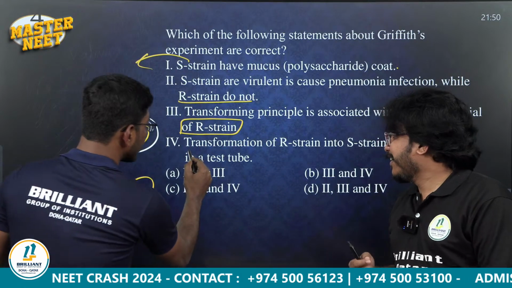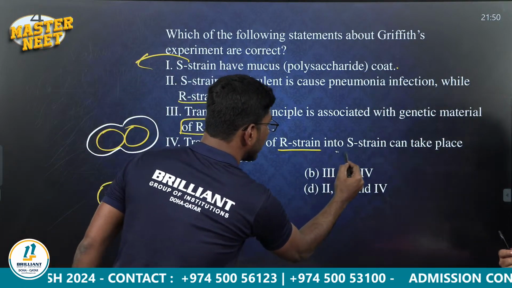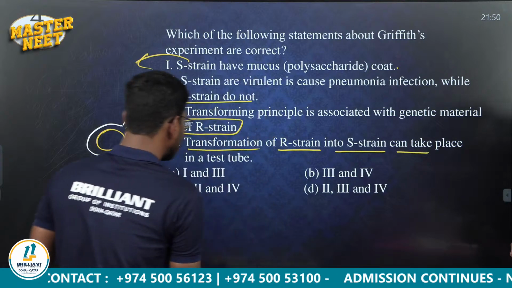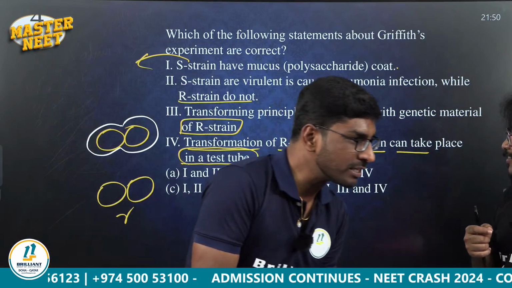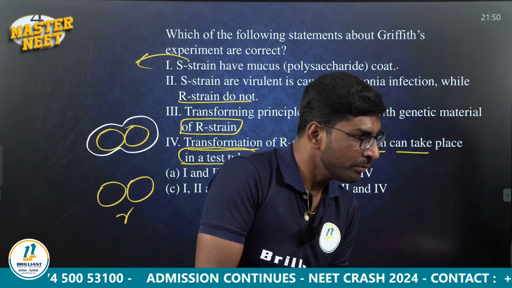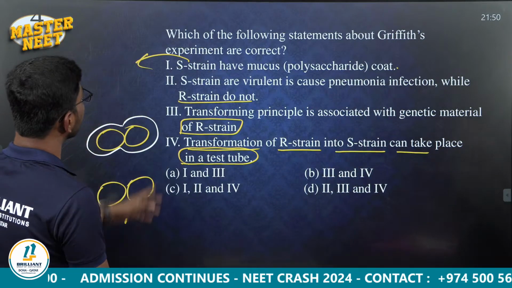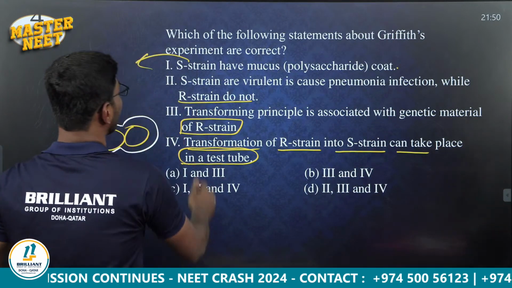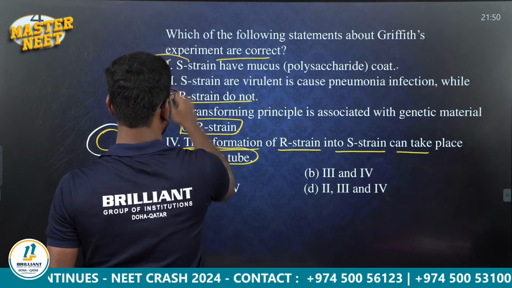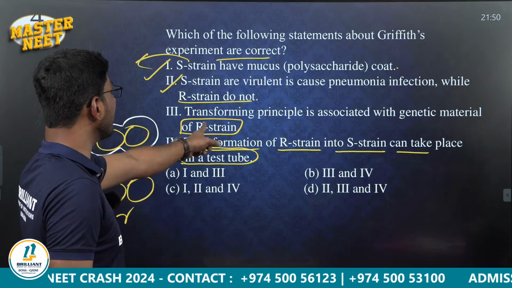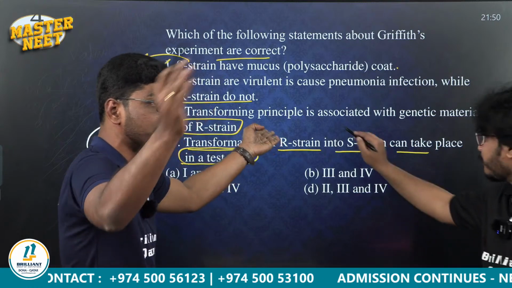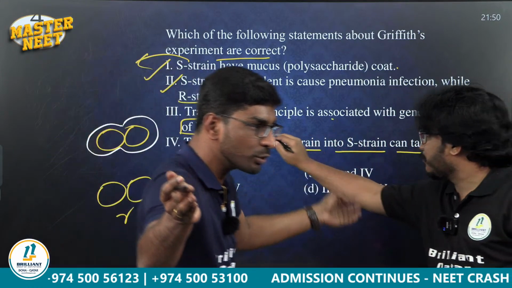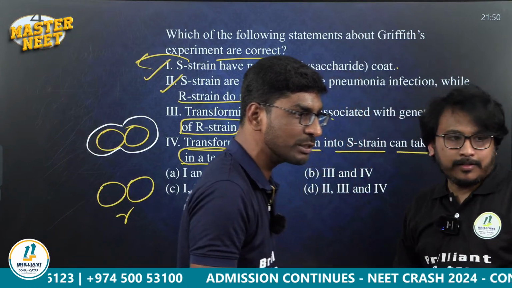It's the S strain. Now, transformation of R strain into S strain can take place in a test tube. Can any one of you answer? What is the right answer? Which of the following statements are correct is given. This is the correct one. This is also a correct one. And here, the transforming principle is the genetic material of what? S strain. You got my point? So the correct answer is yes.